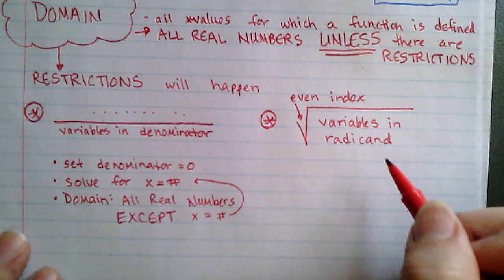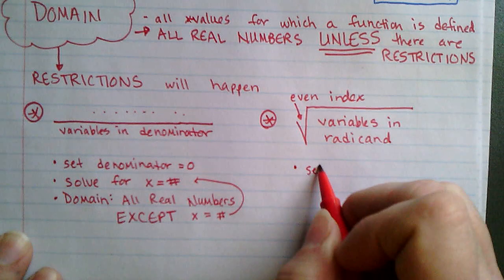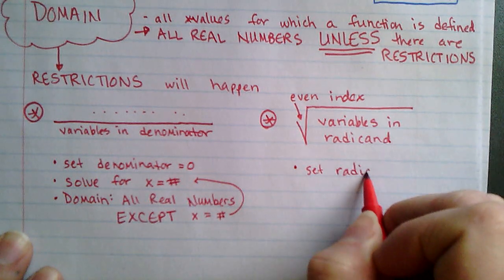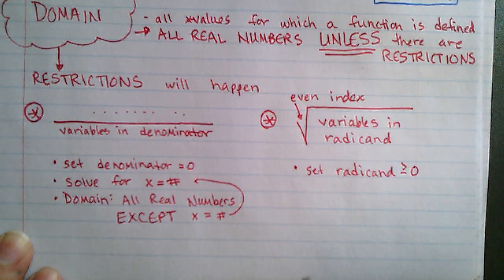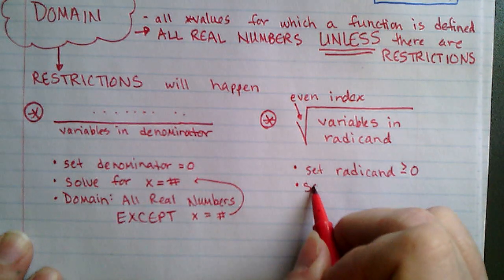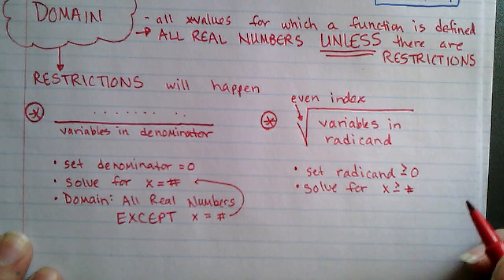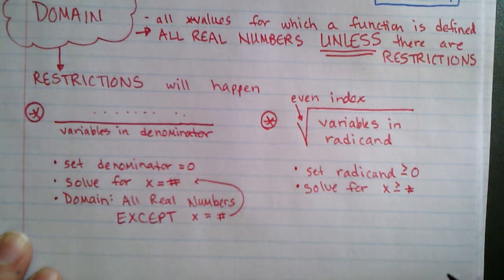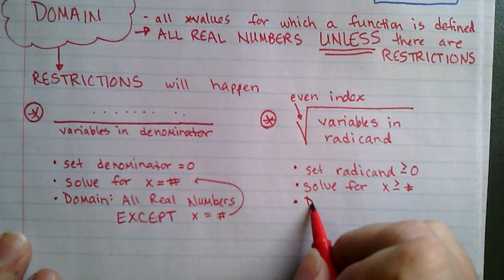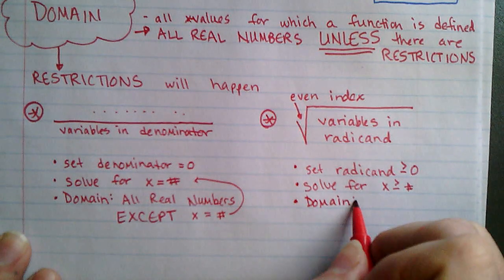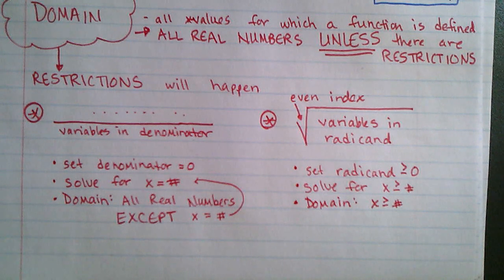If you have an even index with variables in the radicand, what you're going to do is set the radicand, which is the stuff inside the radical, greater than or equal to 0. Then you will solve for x is greater than or equal to some number. Sometimes it comes out less than or equal to some number. That's okay too. Then your domain is going to be x is greater than or equal to whatever that number would be.